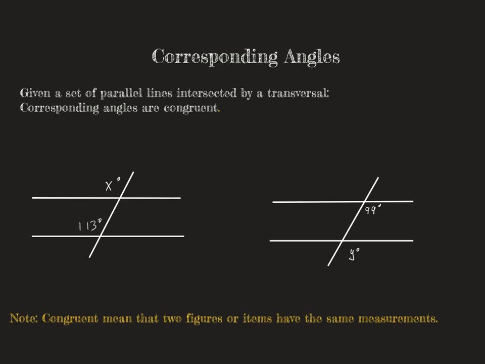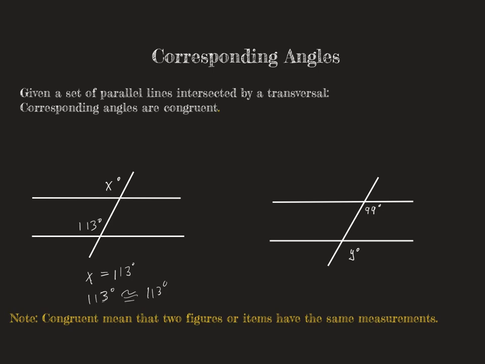So pretty straightforward. The value of x is going to be 113. And that's because 113 is congruent to 113 degrees.